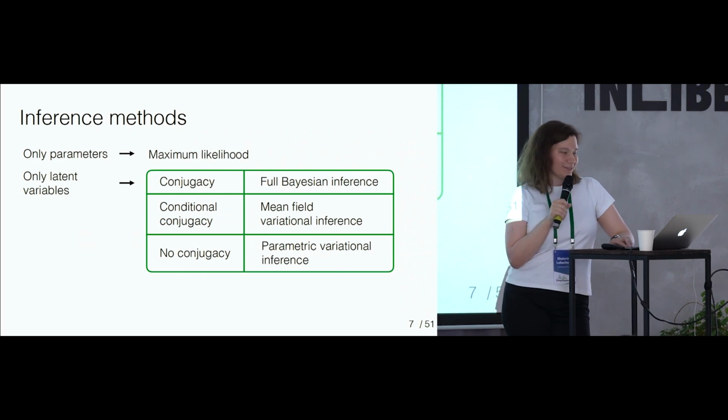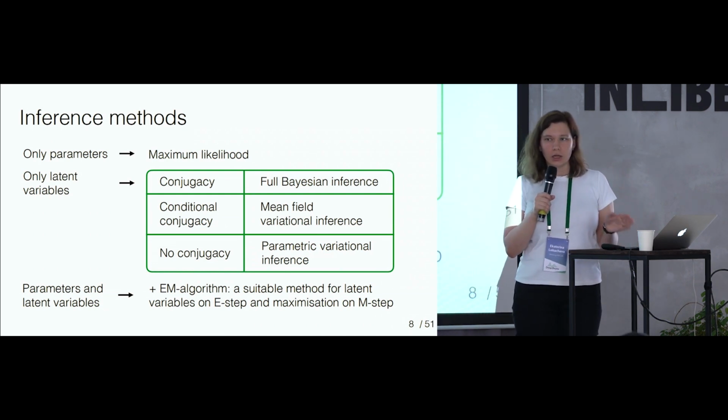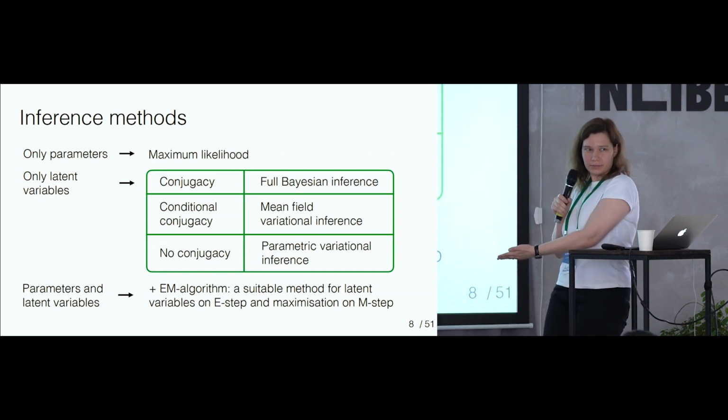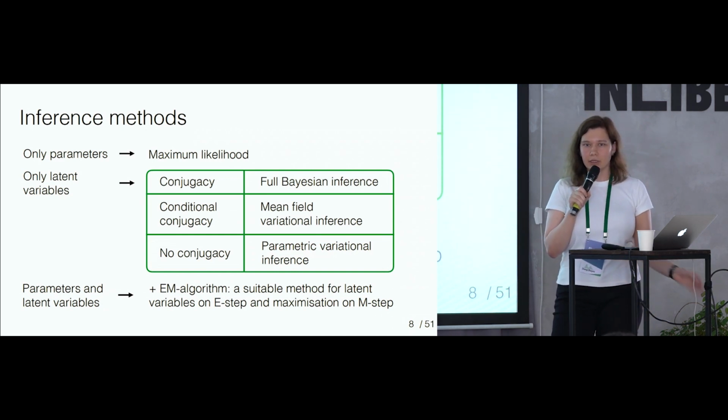EM, yeah. So if we have both parameters and latent variables, then we use the EM algorithm. And the E-step may be different for different models. In the M-step, we just maximize with respect to parameters. And on the E-step, we again look at this table and choose a method. For example, if we have conjugacy on the E-step, then we have the standard EM algorithm. If we have conditional conjugacy, then we have the variational EM algorithm. Variational EM algorithm is just the EM algorithm where you use variational inference to approximate your posterior on the E-step.